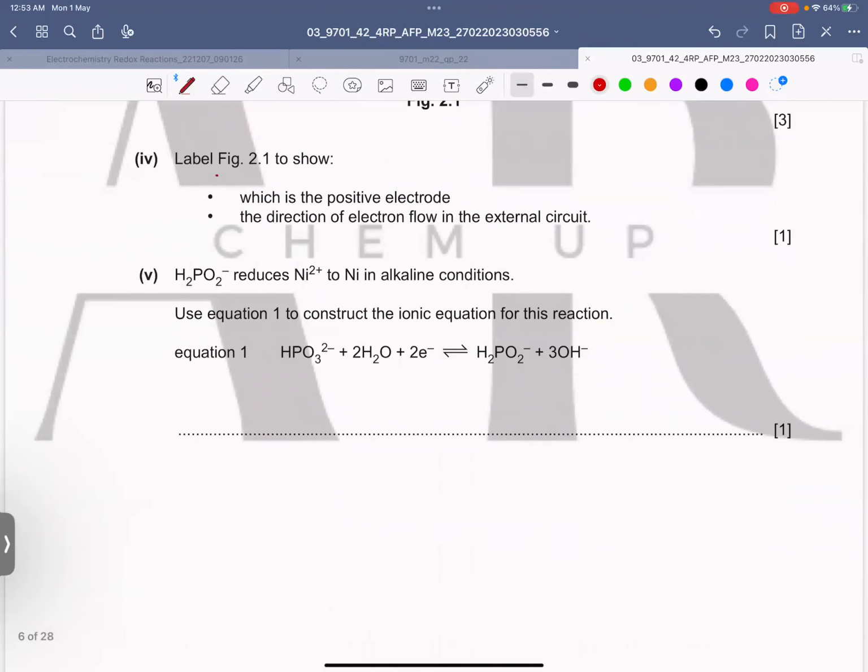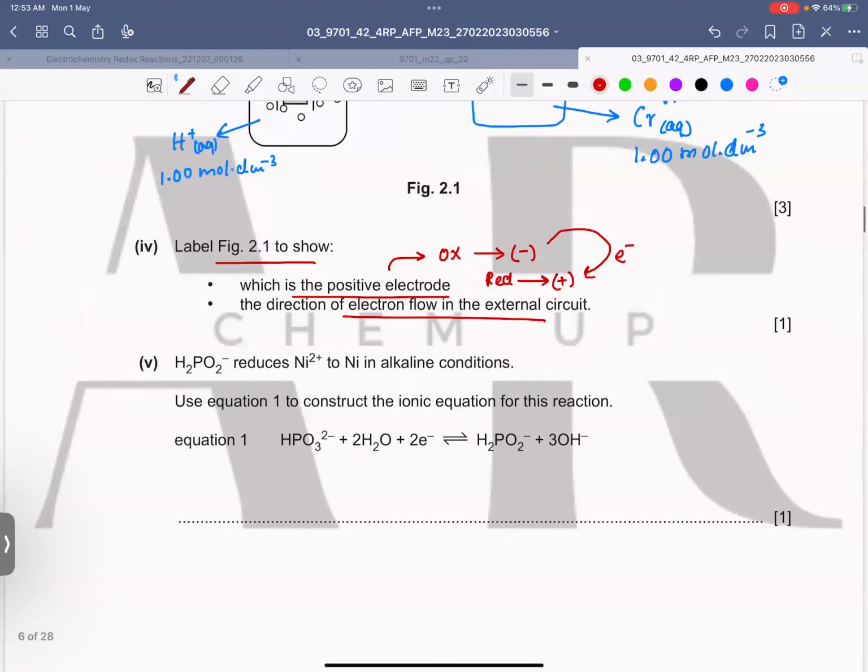Now, label figure 2.1 to show which is positive. So if you recall, where the oxidation is taking place is the negative electrode, and where the reduction is taking place is the positive electrode. And the direction of electron flow. So electron flow is always from the half cell where oxidation is occurring towards the half cell where reduction is taking place.